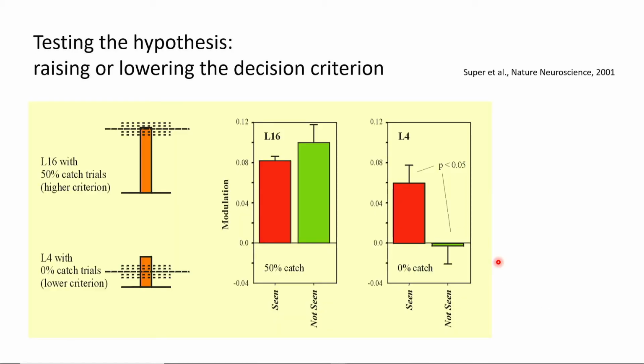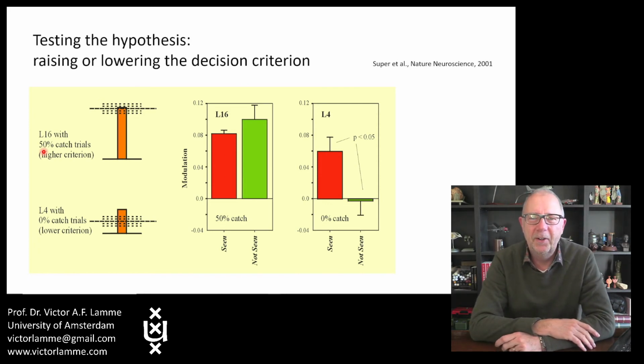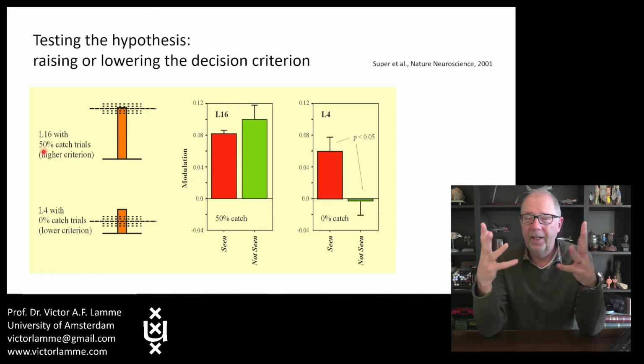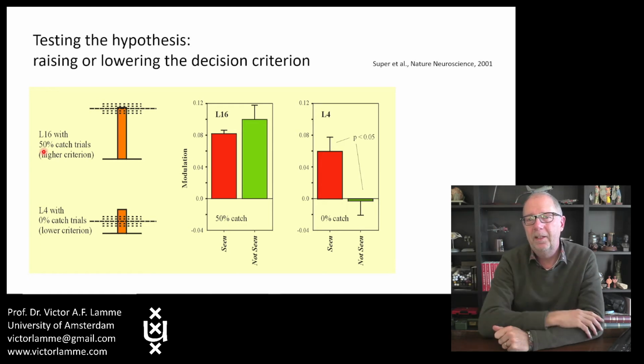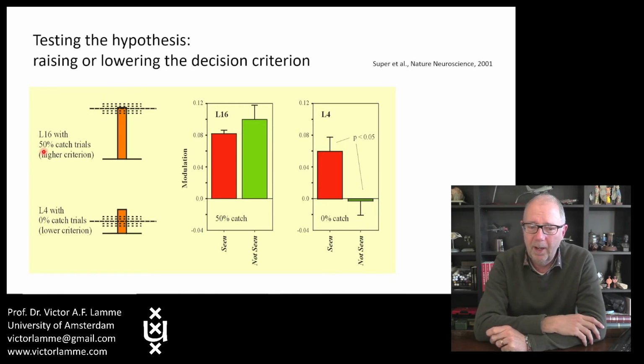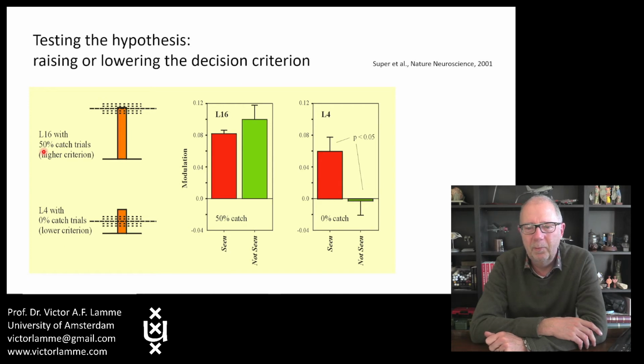And how can you raise or lower the decision criterion? Well, by manipulating the number of cat trials. You can imagine that if there are lots of cat trials, monkeys get into a situation where they think, it's probably a cat trial. So only if they are really convinced that there was a figure will they say, oh no, this is really a figure. And so that makes you elevate the decision criterion. Whereas if you have 0% cat trials, it becomes sort of a forced search situation, and then they will always try to make these eye movements to the correct position.